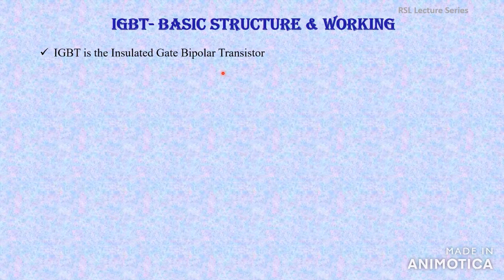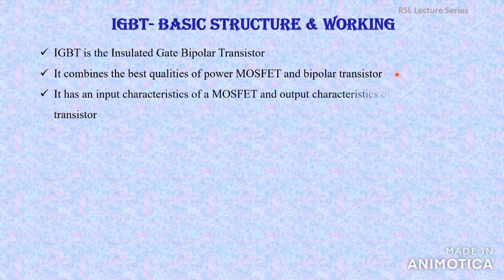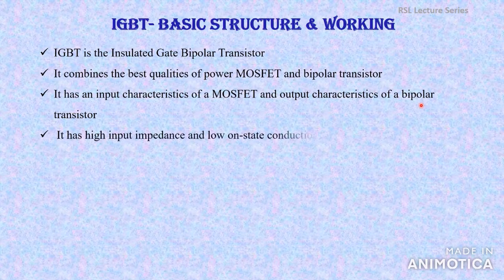In this lecture, we'll discuss IGBT, its basic structure and working. So IGBT is nothing but the insulated gate bipolar transistor. It combines the best qualities of both the power MOSFET and bipolar transistor. It has input characteristics similar to that of a MOSFET and output characteristics similar to that of a bipolar transistor. It has high input impedance and low on-state conduction loss.